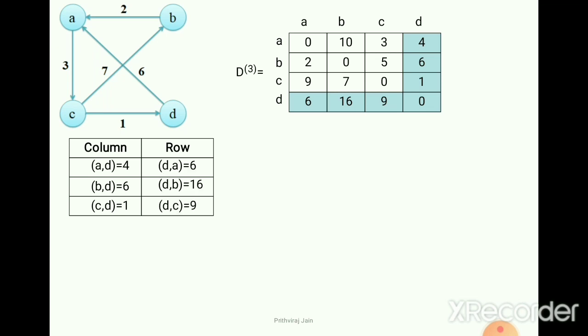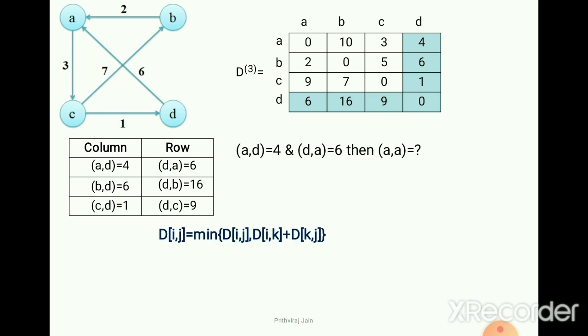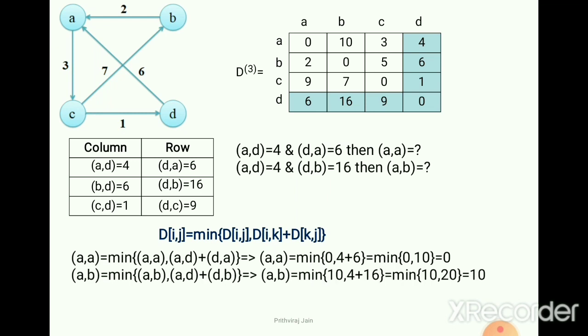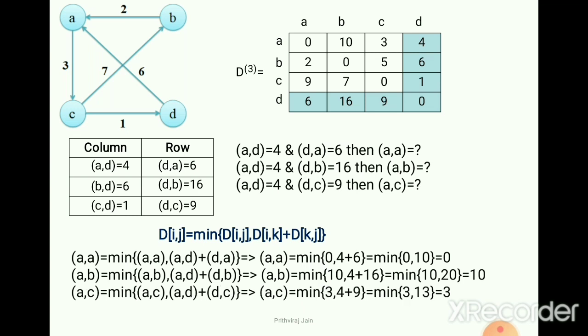We have 3 valid values through the row as well as 3 values across the column. Let us combine these and find out the new distances. A comma D equals 4, D comma A equals 6. Then we have to find A comma A. Using this formula, we'll get the shortest distance, or minimum distance, as 0 only from A to A. Then A comma D, D comma B, we have to find it for A comma B. So for A comma B, we'll get the value as 10. A comma D and D comma C, then we have to find it for A comma C. So for A comma C, we'll get the value as 3.